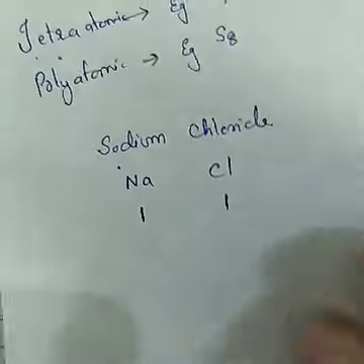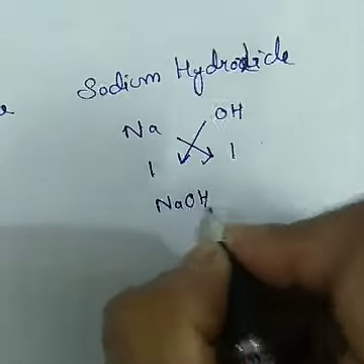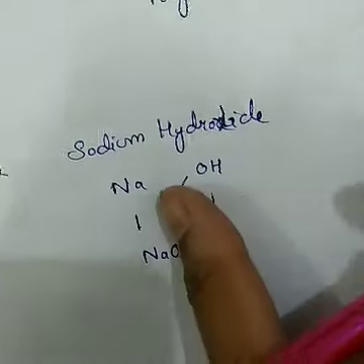Next, suppose I take sodium hydroxide, how to frame the molecular formula? Sodium is Na, hydroxide is OH. Hydroxide is OH-. The valency of sodium is 1, so hydroxide is 1. Now do crisscross and write NaOH. So the sodium hydroxide formula is NaOH.